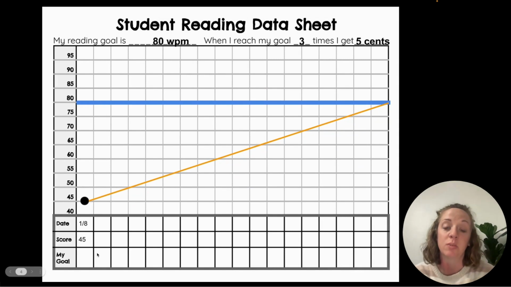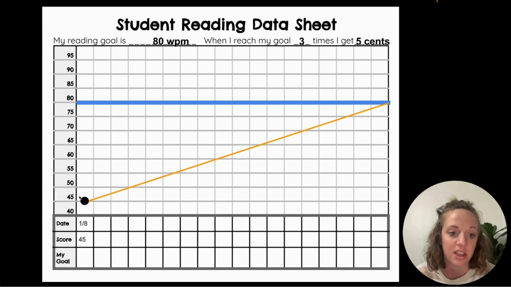And some of my students will be like, well, I want to go up 10 words per minute, or I want to go up 5, or they just get really nervous and they're like, well, I don't know. Then we can just look at this trajectory and say, okay, well, let's look. You want to be about right here, and look, that's about 1 or 2 words more than what you did last time. So let's set it for 1 or 2 words. Then we write that goal down there, 47 words.